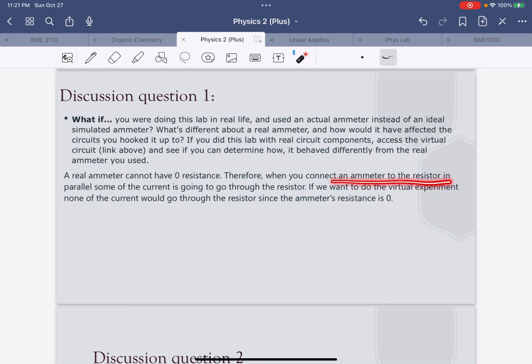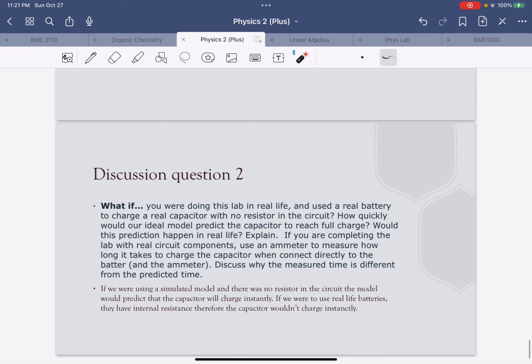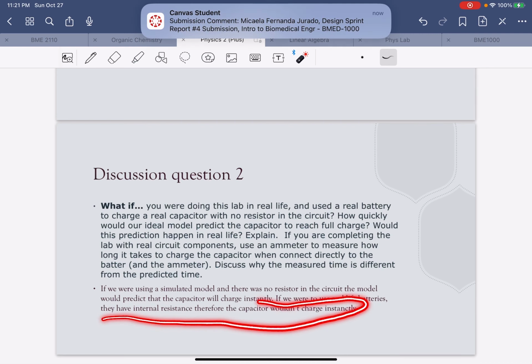So when you connect an ammeter to a resistance in real life in parallel, some of the current is going to go through the ammeter, but that's not going to happen in the virtual one. And discussion question 2 asks, what if you were to do this lab in real life and use a real-life battery to charge the capacitor with no resistor in the circuit? In the simulated model, since there's no resistor in the circuit, we would predict that the capacitor would charge instantaneously, but in real life, with real-life batteries, it would take time to charge. So that'd be all for this experiment.